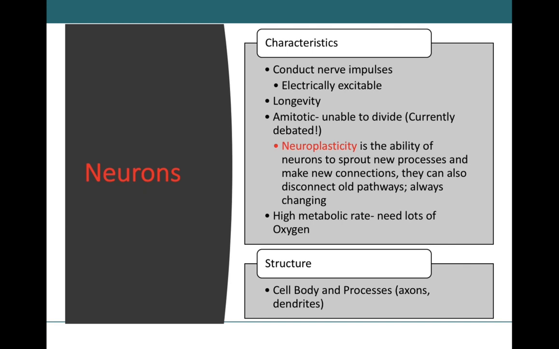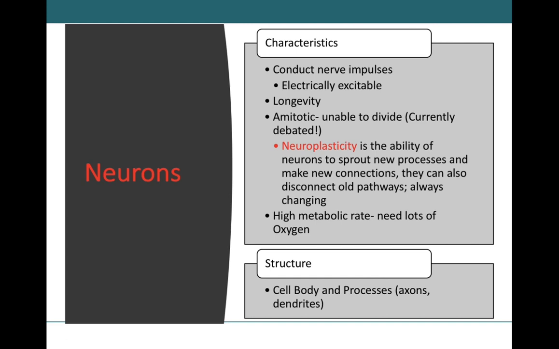However, if this does show up on the test, our neurons are amitotic, or in my class, they will not be able to divide. But I just want you to be aware that there is a lot of research going into this right now. Now, our neurons are amitotic, so they're not able to make new neurons. However, what our neurons are very, very good at is being plastic. Our neurons are very malleable, so we call that neuroplasticity.